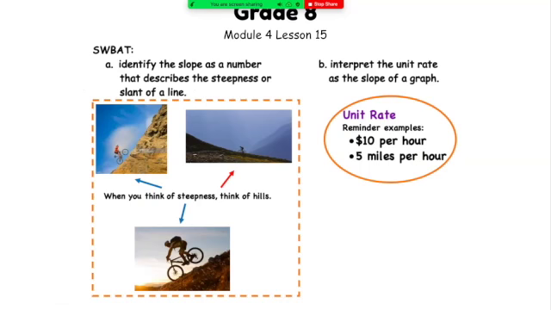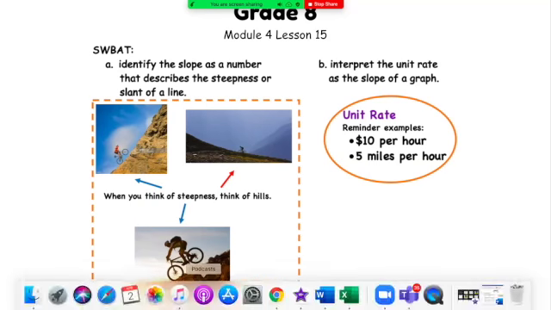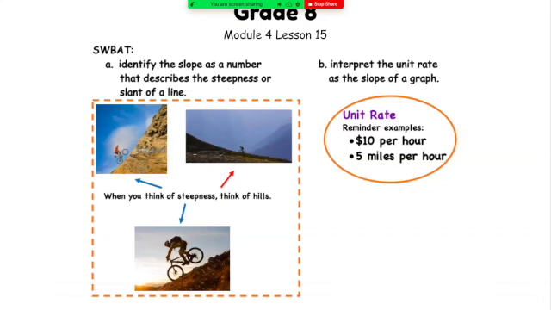So I'm showing them an increasing one, decreasing one, and an increasing one again. Interpret the unit rate as the slope of a graph. So here I'm just quickly reminding students what unit rates are and what they could look like.